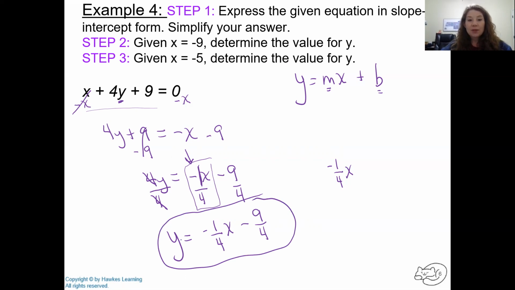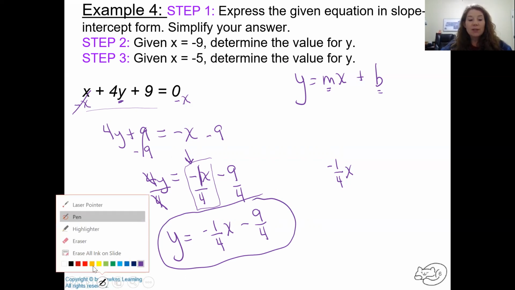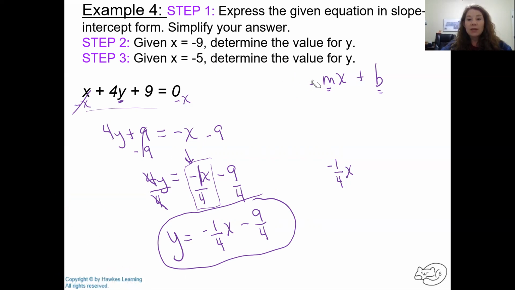Okay. We're going to practice more. Oh, and now I have further directions. I didn't even see that. All right, so we've only done step 1. We have written this equation in slope-intercept form. Now the directions say, what does y equal when x is equal to -9?